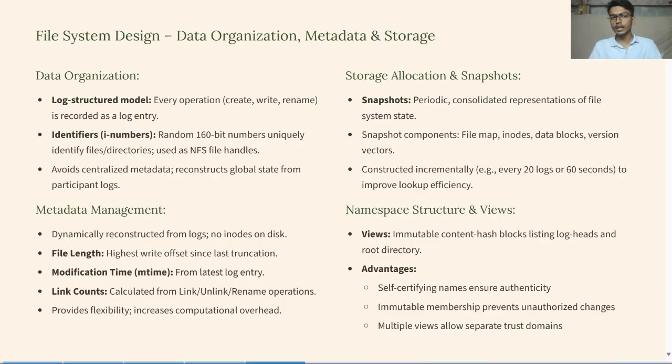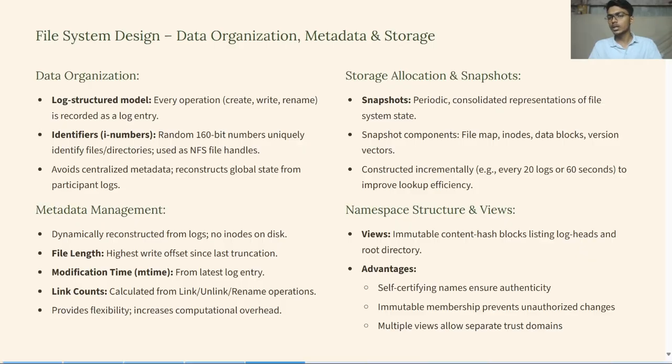Storage allocation and snapshots. Ivy uses snapshots, which are periodic, consolidated representations of the file system state. Snapshots include the file map, inodes, data blocks, and the version vectors, and they are constructed incrementally, for example every 20 new log records or every 60 seconds, to improve lookup efficiency and reduce log traversal overhead.